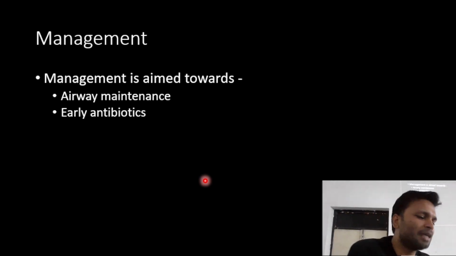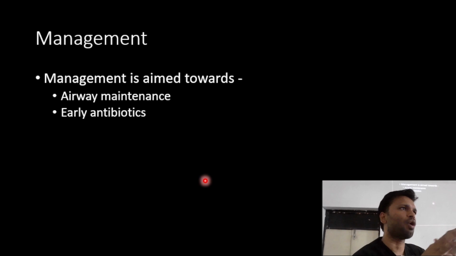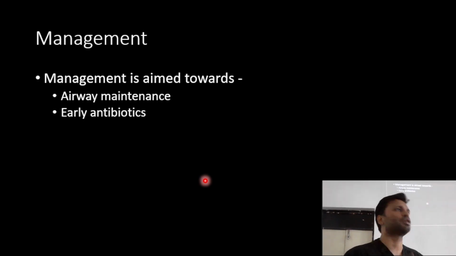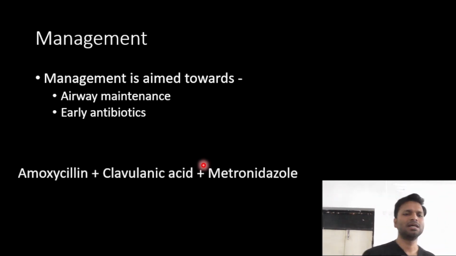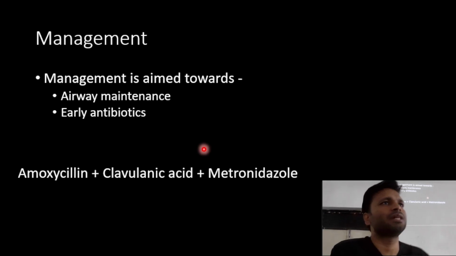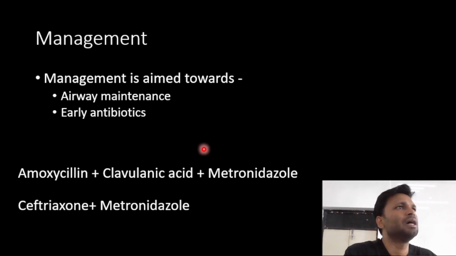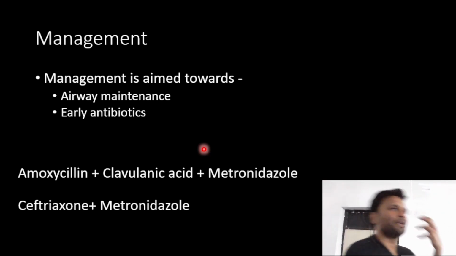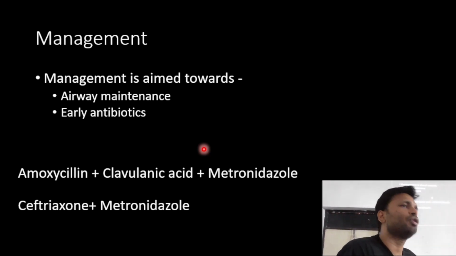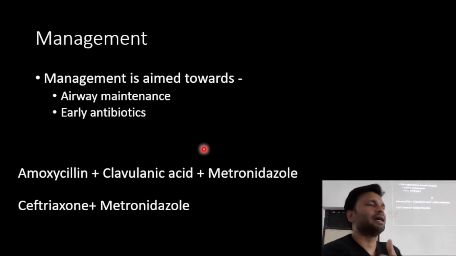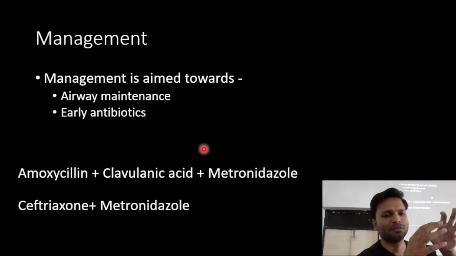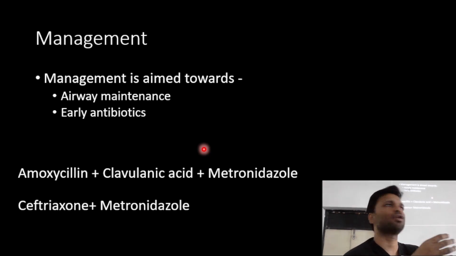Empirical antibiotic therapy is where we try to cover all the causative organisms that are possible in the head and neck region. So broad spectrum. And the most commonly and widely used empirical antibiotic therapy is amoxicillin plus clavulanic acid plus metronidazole. If the patient is allergic to amoxicillin, you can go for ceftriaxone plus metronidazole. As soon as we receive the reports from the culture sensitivity test, we are going to shift the patient to a narrow spectrum antibiotic with the most effectiveness to that microorganism.